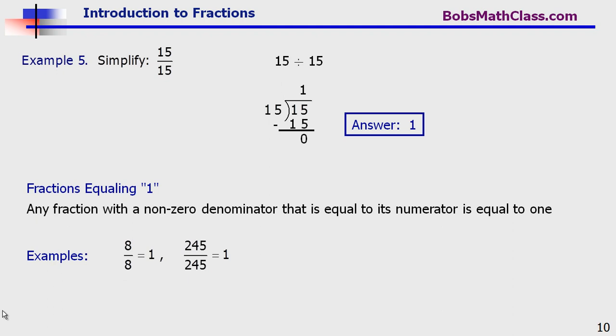I don't think that sentence was quite clear right there. It has to have a non-zero denominator, but that are equal to the numerator. When the numerator and denominator are equal, it's equal to 1. Okay, let's move on.